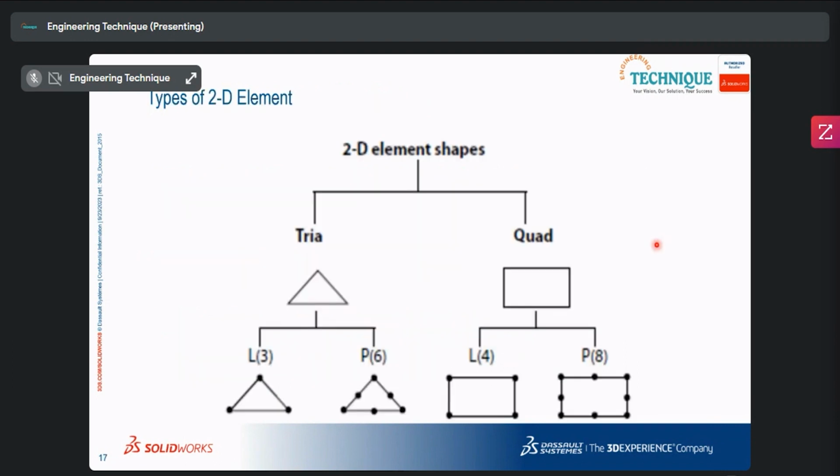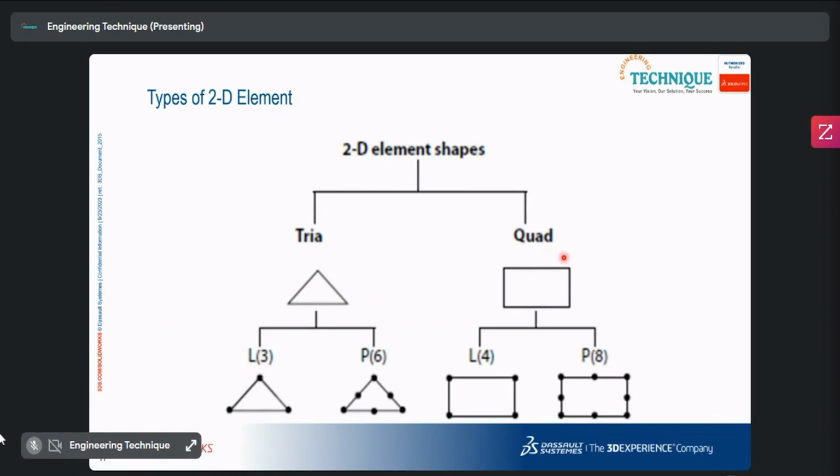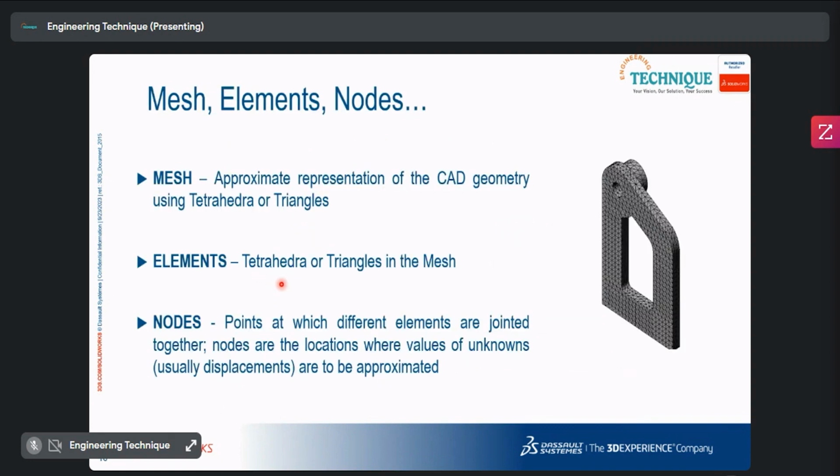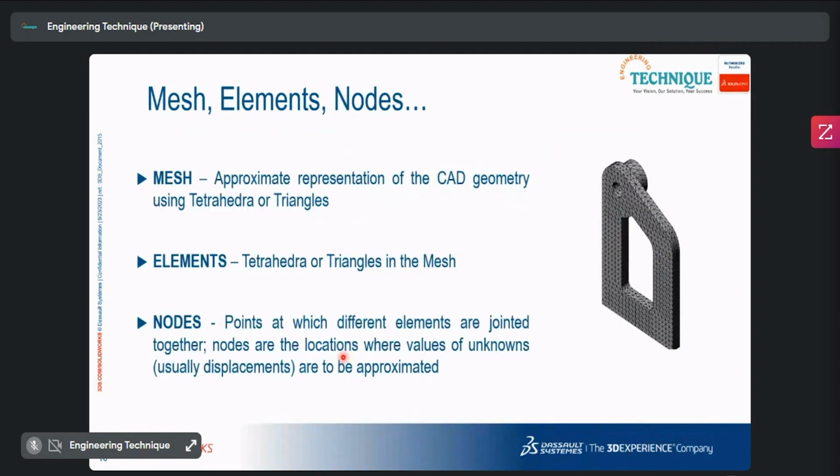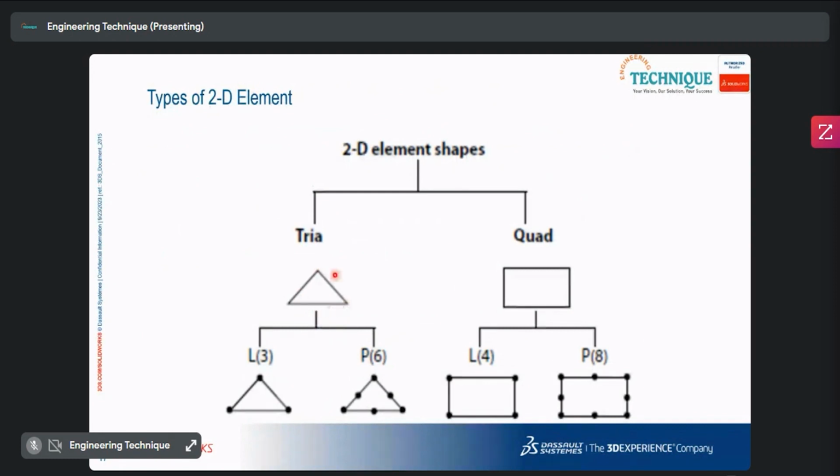Now let's understand the different types of 2D elements. 2D elements are generally divided into two parts, that is the triangle part and the quadrilateral, that is the rectangular part. One may ask why I am not explaining the 1D element. 1D elements are generally the linear part that we already discussed. The 1D element is called a line or beam. The 2D elements are mainly the triangular part and the quadrilateral part.